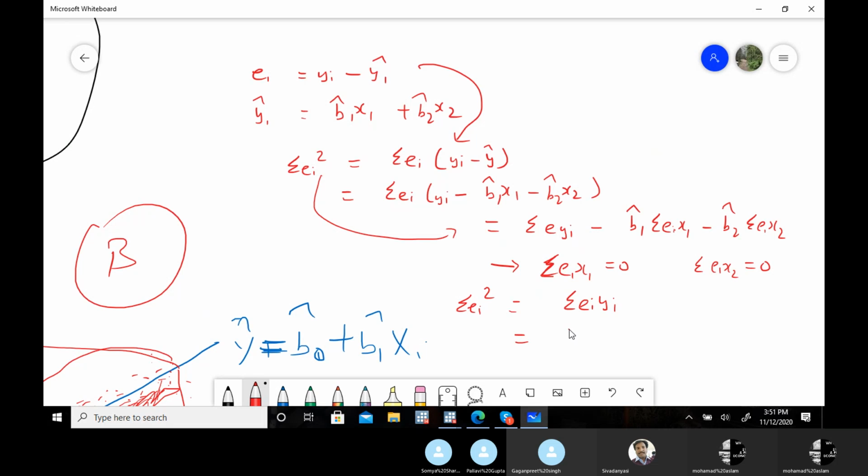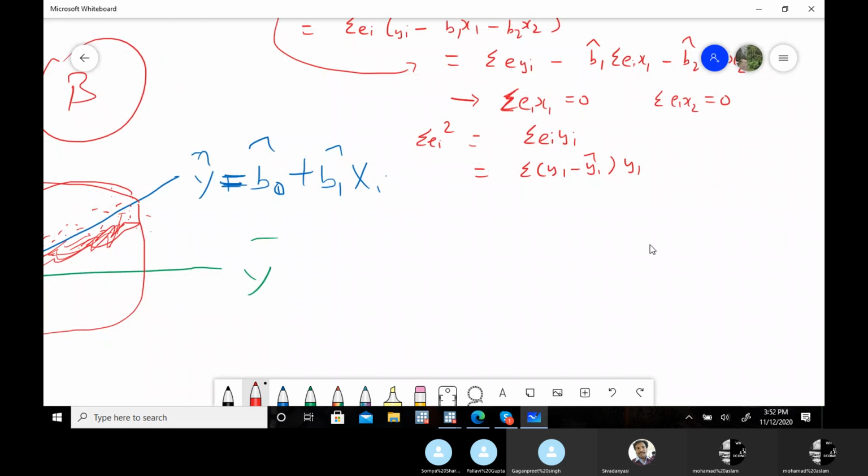Now again put in its value: y minus y hat into yi. Just multiply this, or put in this value of y hat, beta 1 hat x1 minus beta 2 hat x2. So summation yi square minus beta 1 hat summation yi x1 minus beta 2 hat summation yi x2.